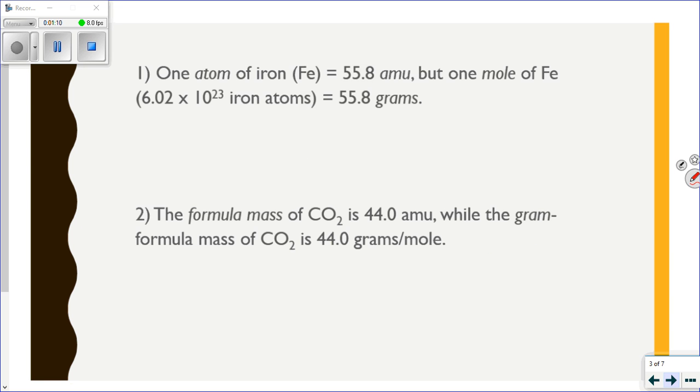So let's do a little conversion. I know that 1 atom of iron, or Fe, has 55.8 AMU based on my reference table, but 1 mole of iron will have this many iron atoms in 55.8 grams. If I had a formula mass of carbon dioxide, which would have 44 AMU, using again your reference table, the gram formula mass of carbon dioxide is 44.0 grams per mole. Instead of using AMU, we're talking about the number of grams in every 1 mole, or in every 6.02 times 10 to the 23 atoms.